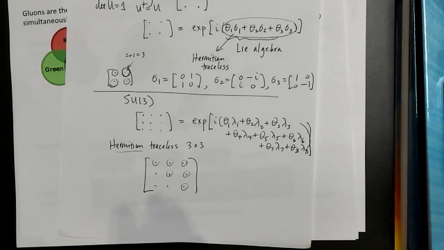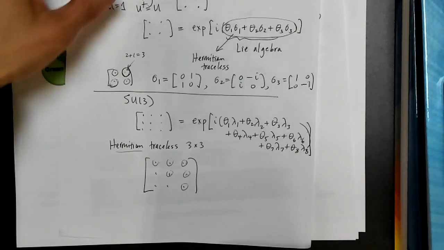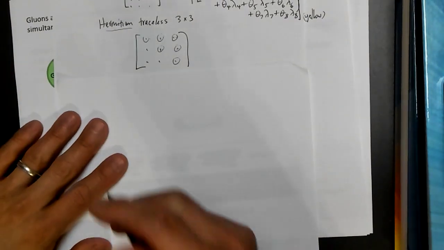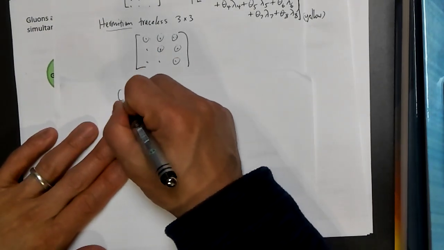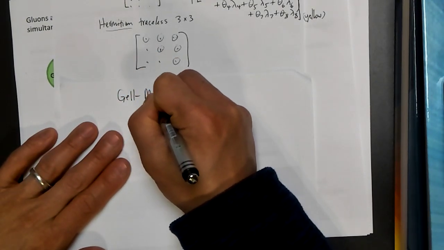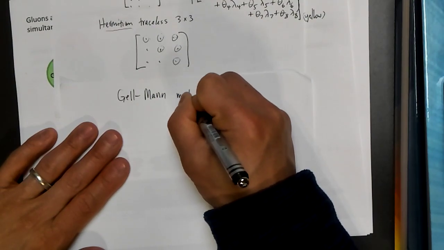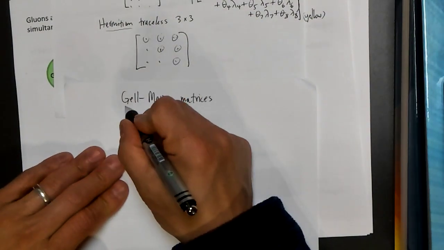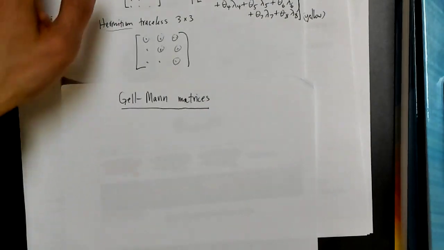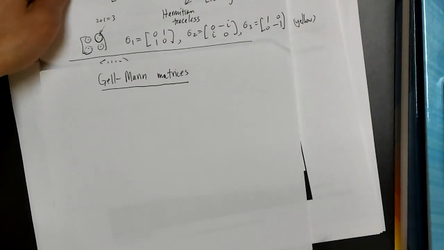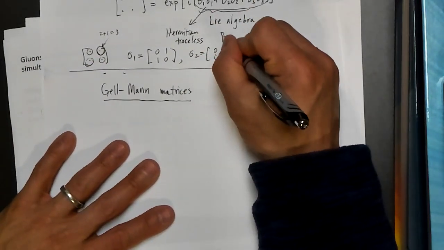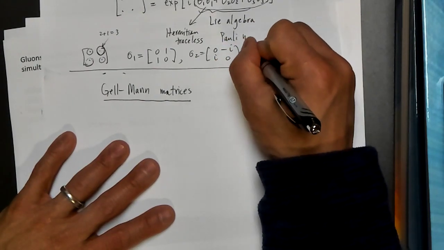Okay, and so the standard way of writing down these matrices, these Hermitian traceless matrices, are what are called the Gell-Mann matrices, and they look sort of like the 3x3 version of the Pauli matrices. So these guys, I said it but I didn't write it down, these are the Pauli matrices.